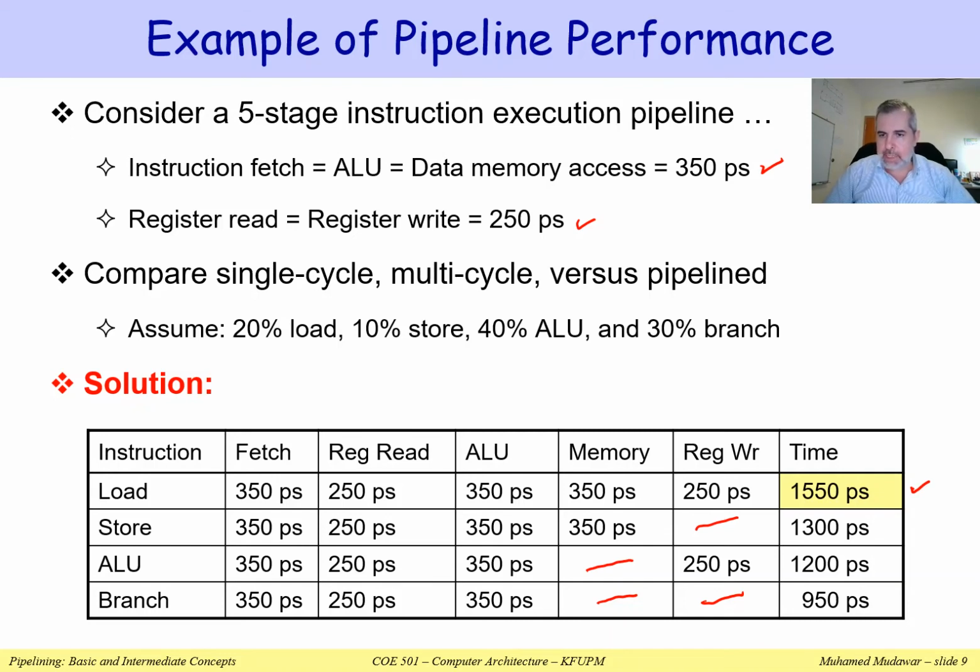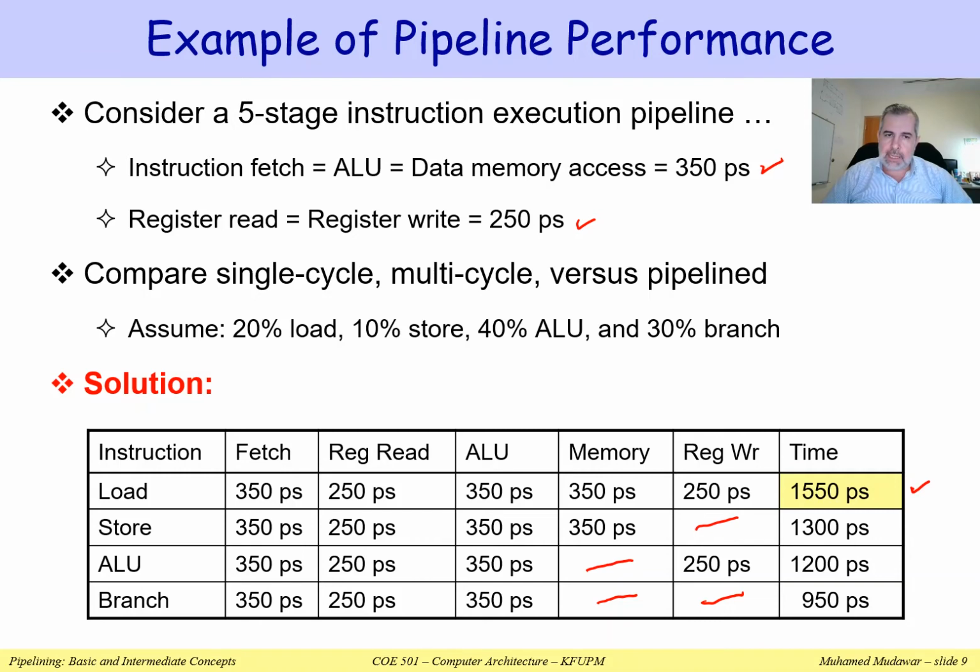So the maximum delay is for a load instruction. So for a single cycle, I can choose my clock cycle to be 1,550 picoseconds. That's how it is selected for the single cycle. So we go by the instruction that has the longest delay.